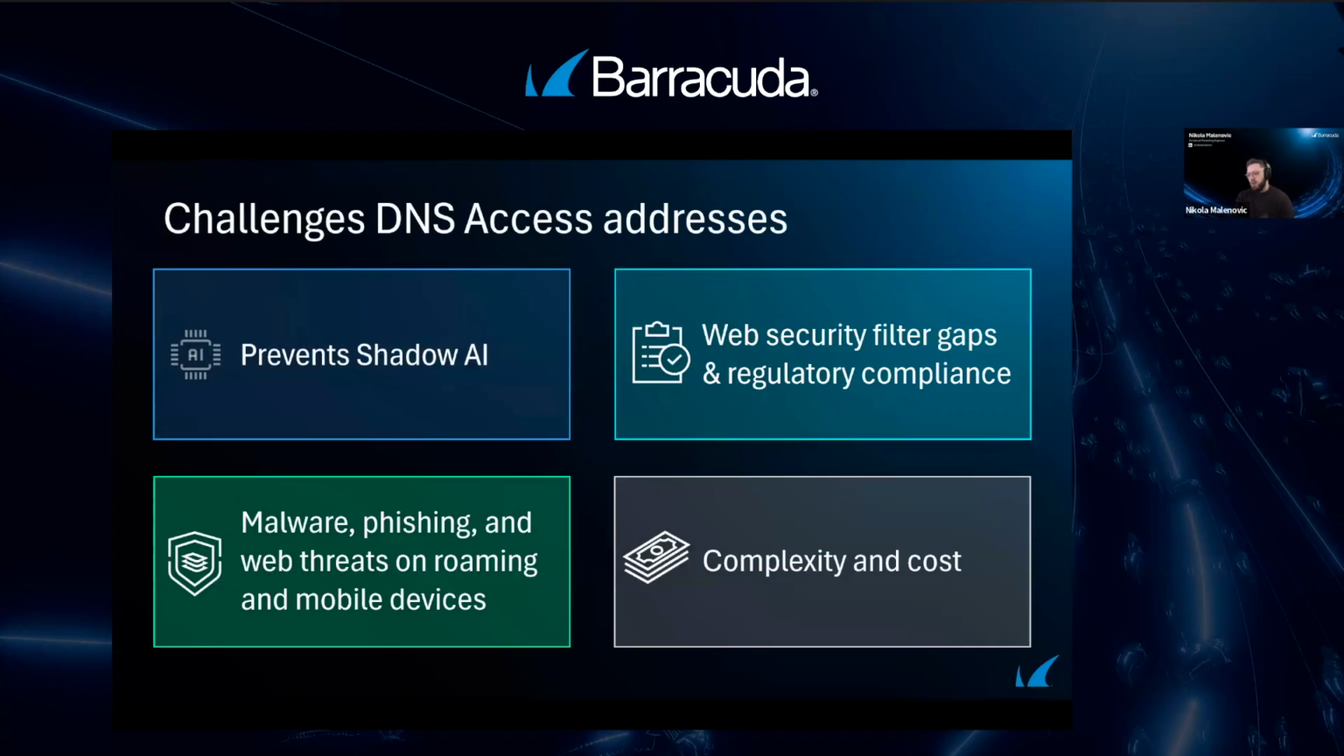Okay, so we've heard a lot about the DNS access plan now. Which challenges does the DNS access plan actually address? It prevents shadow AI, and this is a piece that we're still heavily working on. It will probably be available in April. It fills your web security filter gaps and regulatory compliance. It protects you from malware, phishing, and web threats on all of your devices, roaming and mobile devices and office devices. And complexity and cost: it's very simple and it doesn't cost much.